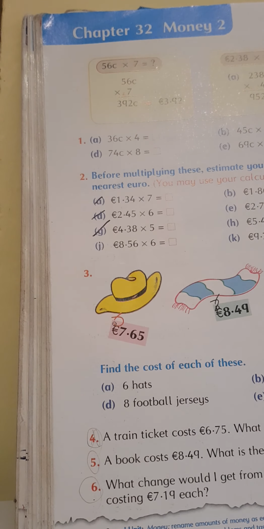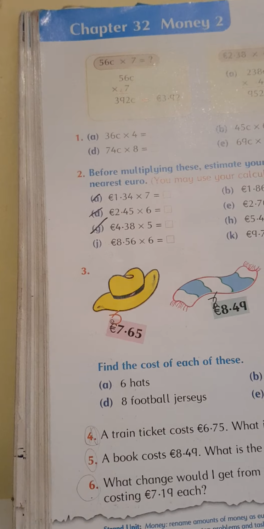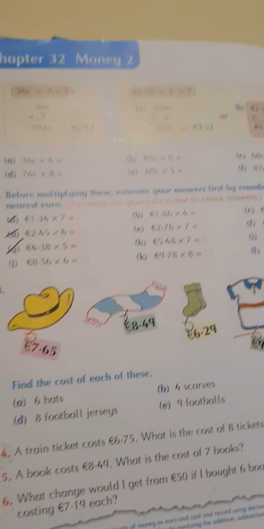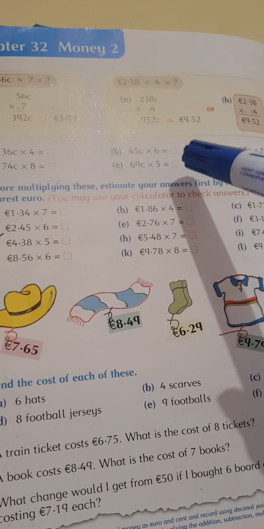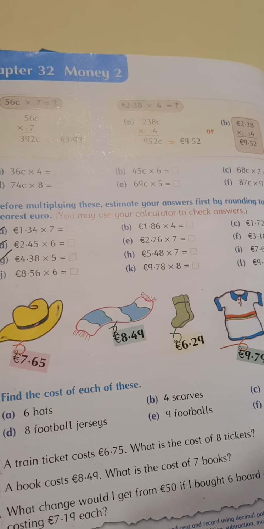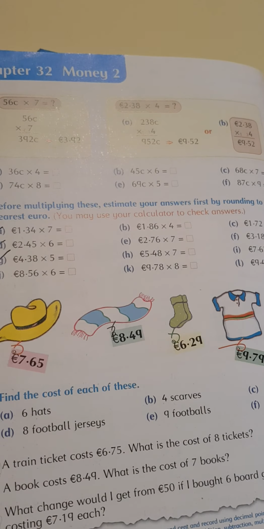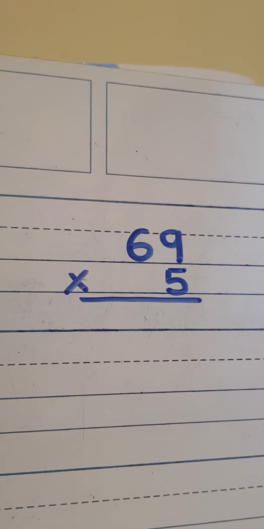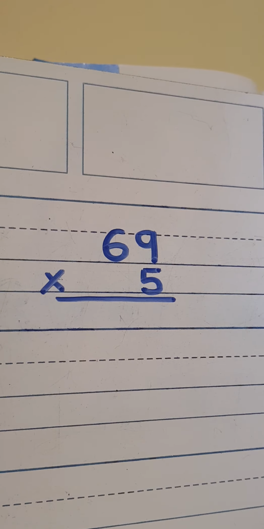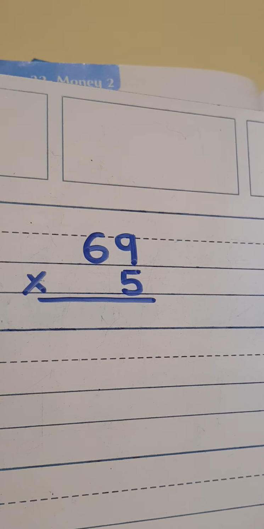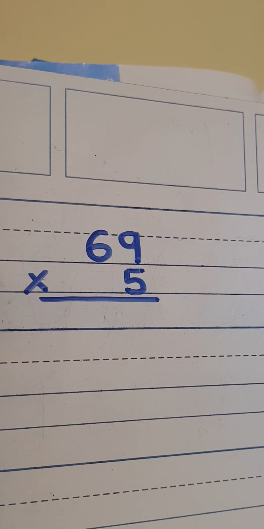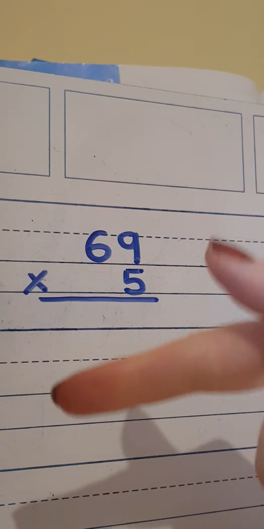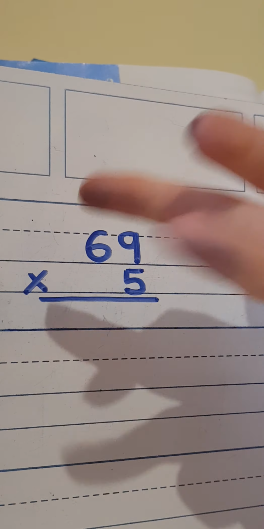So if we have a look at, let's say, question 1E, it's 69 cent multiplied by 5. So that's just going to be the exact same as 69 multiplied by 5. So we're going to do our 5 times tables because it's with 5s, and I'm going to count all the way up to 9 times. So I'm going to go 5, 10, 15, 20, 25, 30, 35, 40, 45.